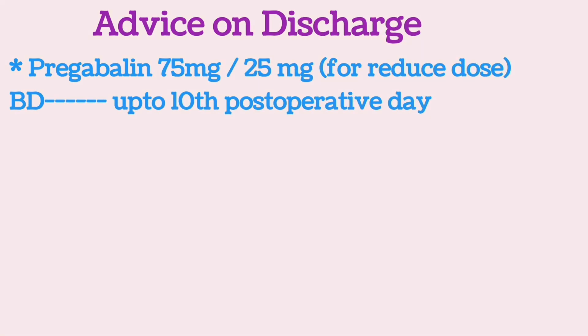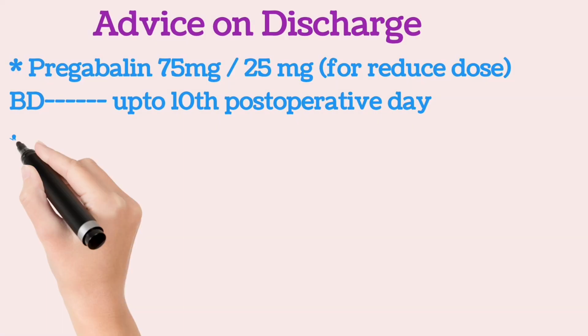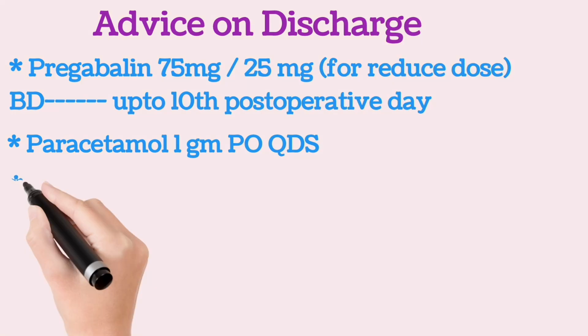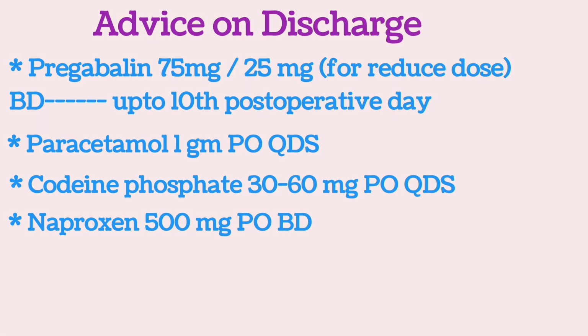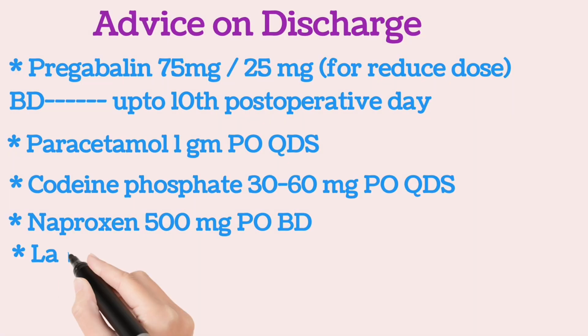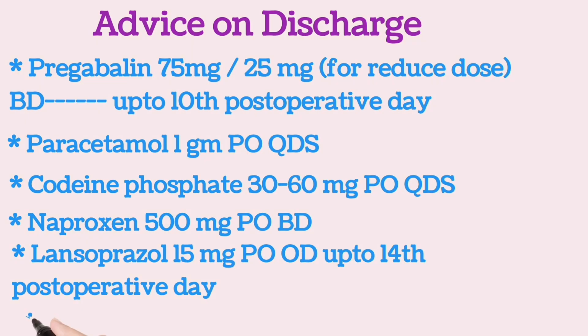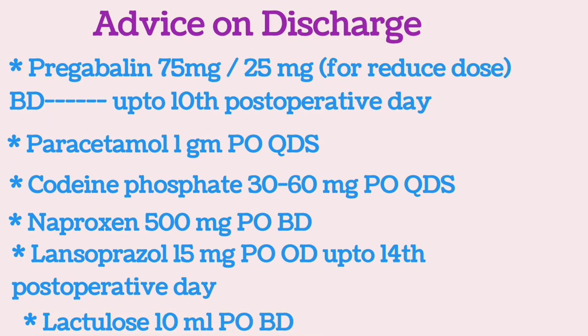On discharge, pregabalin should be given 75 mg BD up to the 10th postoperative day, and for the reduced dose protocol, 25 mg BD up to the 10th postoperative day. Paracetamol will continue up to the 7th postoperative day at 1 gram per oral QDS, with codeine phosphate 30 to 60 mg per oral QDS. Naproxen 500 mg per oral BD and lansoprazole 15 mg per oral OD continue up to the 14th postoperative day, and lactulose 10 ml per oral BD for another 4 to 5 days.